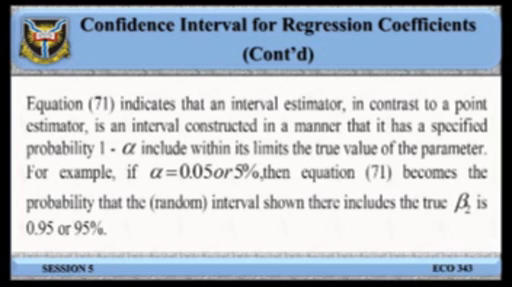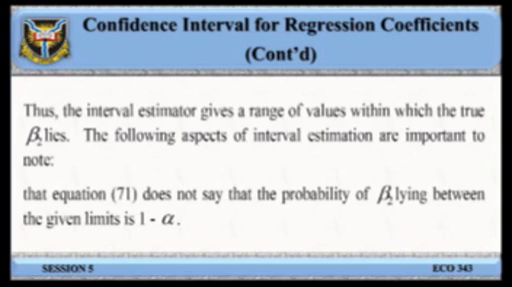Equation 71 indicates that an interval estimator, in contrast to a point estimator, is an interval constructed in such a manner that it has a specified probability 1 minus alpha of including within its limits the true value of the parameter. For example, if alpha is equal to 0.05 or 5%, then equation 71 becomes the probability that the random interval shown there includes the true beta 2 is 0.95 or 95%. Thus, the interval estimator gives a range of values within which the true beta 2 lies.